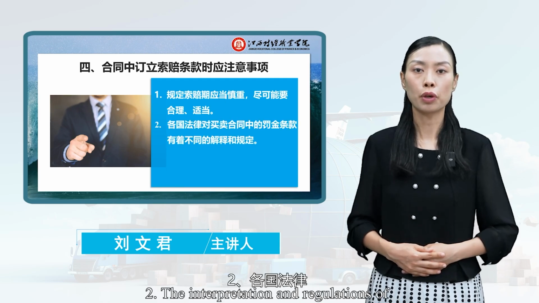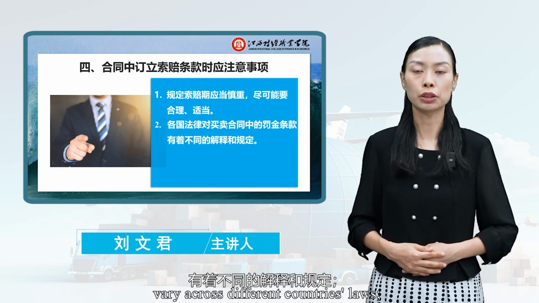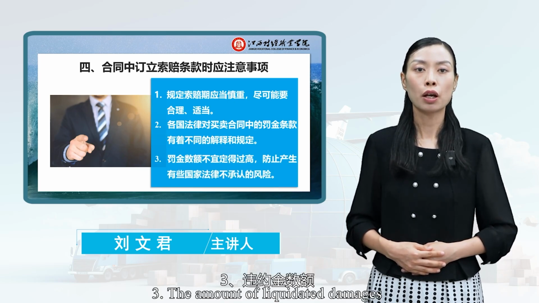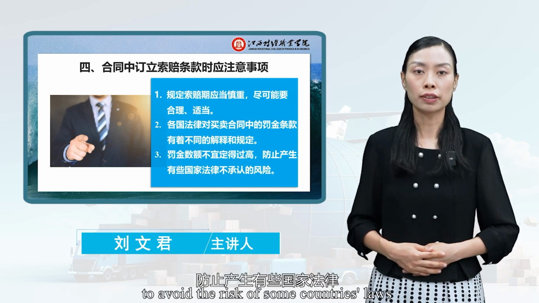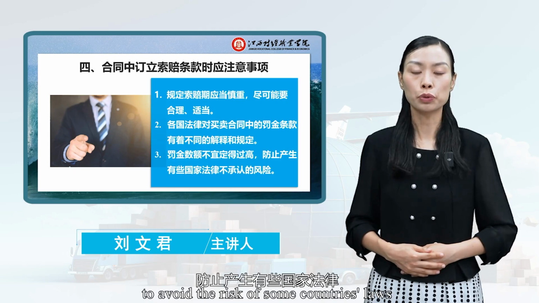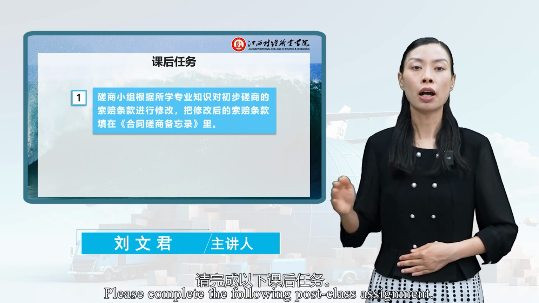Second, the interpretation and the regulations of penalty clauses in sales contracts vary across different countries' laws. Third, the amount of liquidated damages should not be set too high to avoid the risk of some countries' laws not recognizing them. Please complete the following post-class assignment.